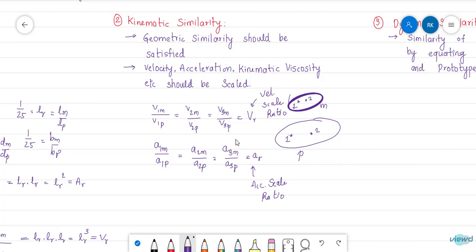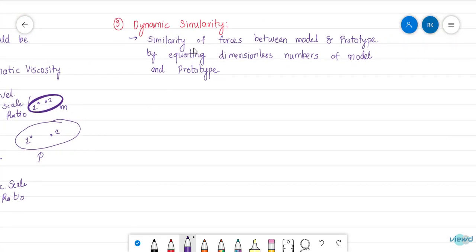Now next, it is dynamic similarity. Dynamic similarity means similarity of forces between model and prototype by equating dimensionless numbers of the model and prototype. So we have seen geometric similarity, kinematic similarity, and this is dynamic similarity. Kinematic similarity means no involvement of forces and masses. In dynamic similarity, there is involvement of forces. Forces will be present in model and prototype. So this can be found by equating the dimensionless numbers of model and prototype.